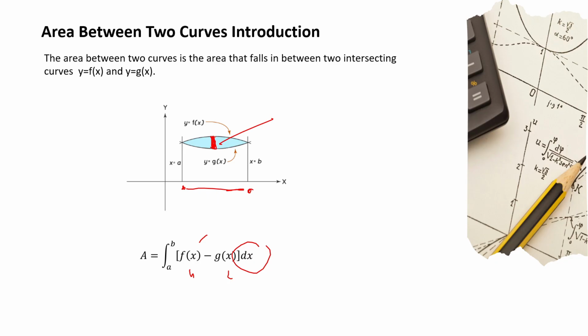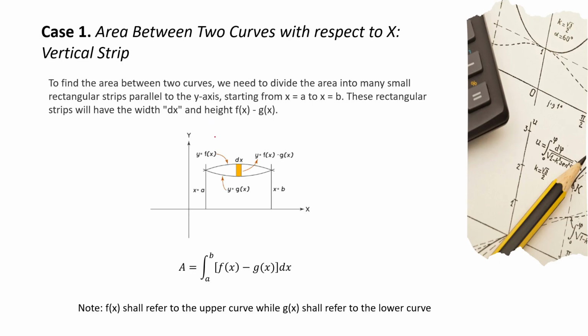Again, in practice, to find the area of a region bounded by y is equal to f of x and g of x, we simply draw a typical rectangular element, or variable rectangle, whose edges are either parallel to the x-axis or the y-axis. And there are two cases here. Case number one, area between two curves with respect to x. These are the vertical strips with respect to x, I mean to say from here up to here, with respect to changes of x, or the dx.